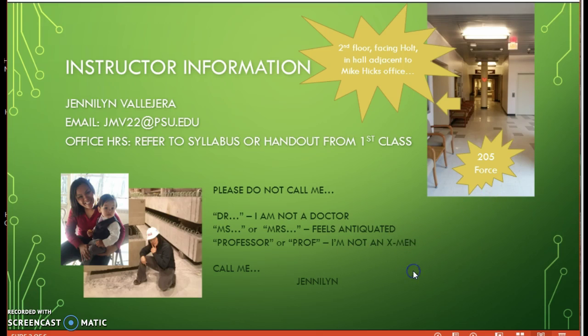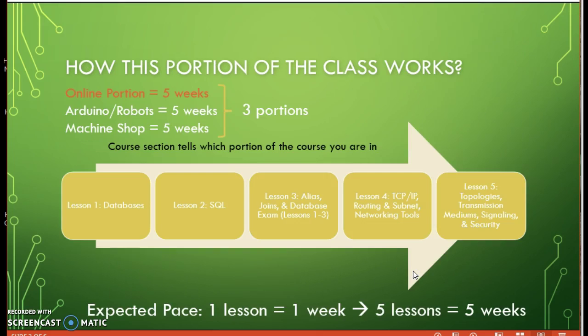All right, so let's talk about how the course is laid out, so that there's no confusion. IET 215 can be broken out into 3 portions: an online portion, the portion that I'm responsible for, the Arduino robot portion, and the machine shop portion. Now, there in black it says, depending on what section you are in. Okay? So how do you know what section you're in? You can check your schedule on eLion, or you can ask the instructor for the course, me or the other 2 instructors. We will tell you what portion of the course you are in.